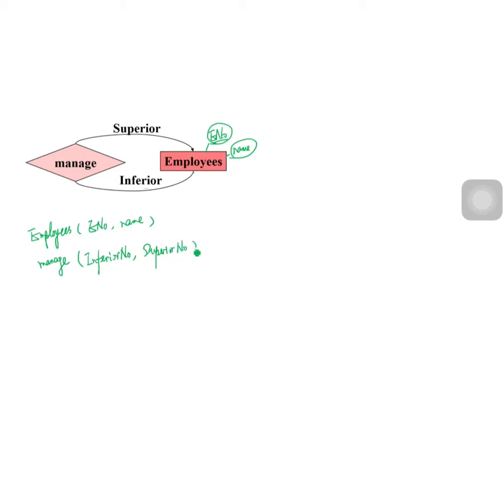number. Now we'll convert the many-one relationship to a relation. For a many-one relationship, the primary key of this relation is the primary key of the many side. The inferior is the many side, so inferior number is the primary key. E number is the primary key of the employee. This is the first choice.